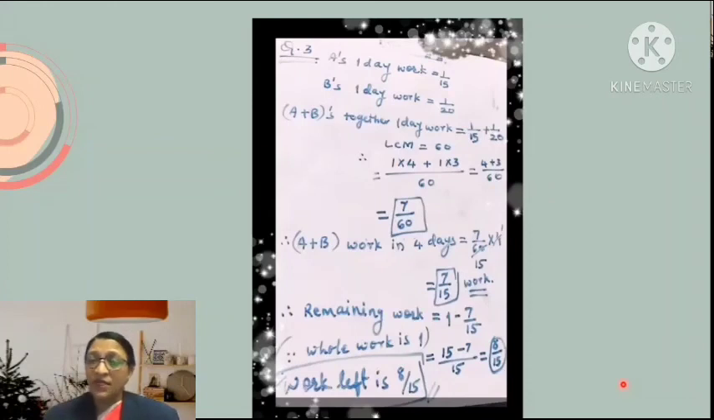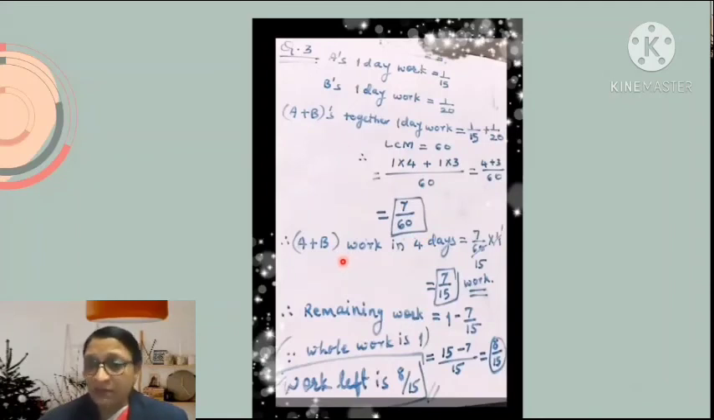Since A's work is 15 days, A's 1 day work is equal to 1 upon 15. B's work is 20 days, so B's 1 day work is 1 upon 20. Now, as they both work together, in 1 day they will do the work 1 upon 15 plus 1 upon 20. By calculating here, we will get the answer 7 by 60.